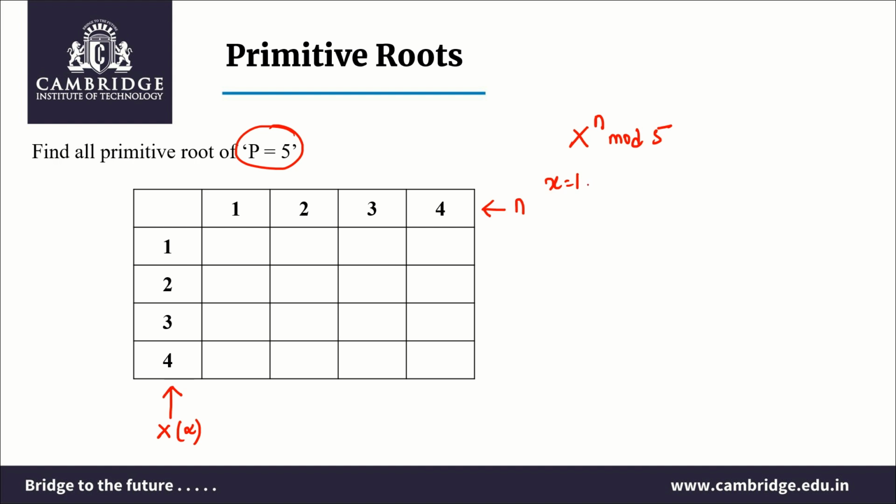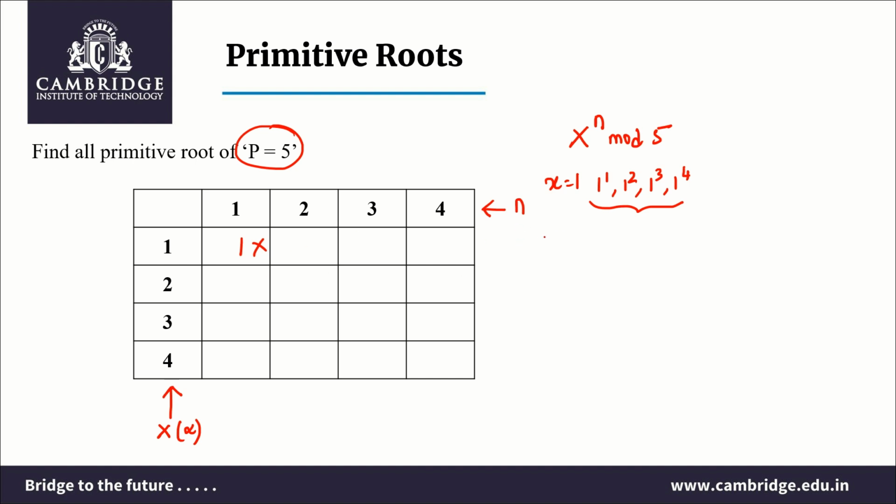we know that for any power n that you take, the result would be 1 only, because 1 power 1 is 1, 1 power 2 is also 1, 1 power 3 is also 1, 1 power 4 is also 1. So you get 1, 1, 1, 1. It's not a primitive root, because I should get values from 1 to p minus 1 and they should be distinct.